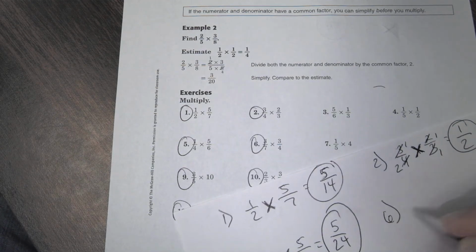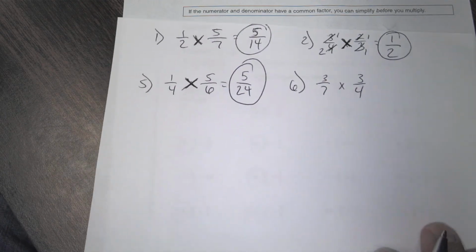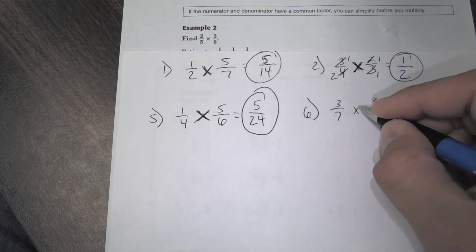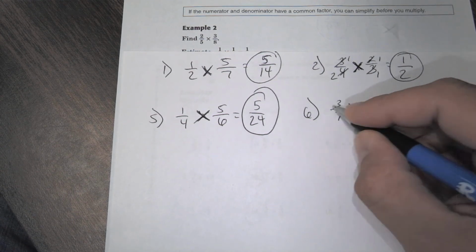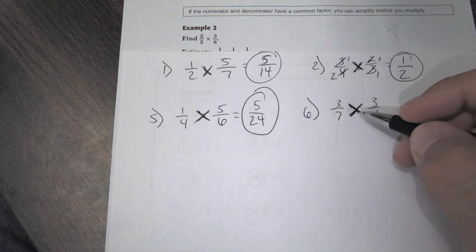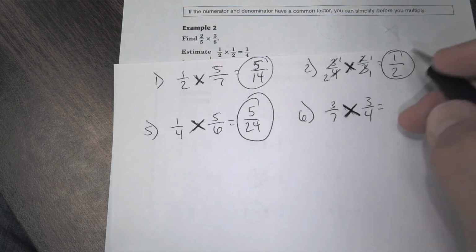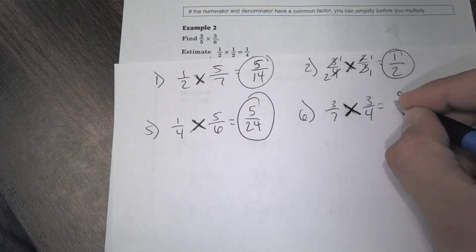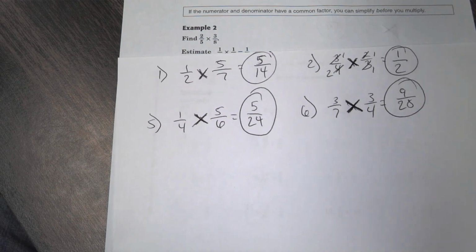Okay, number 6, 3/7 times 3/4. Okay, so remember, they have to be across from each other diagonally. So 7 and 3, nothing I can do there. 3 and 4, can't do anything there. That's why I redraw the multiplication symbol, because it reminds me that I have to go diagonally to simplify. Now I just multiply. So 3 times 3 is 9. 7 times 4, 28. And you're done.